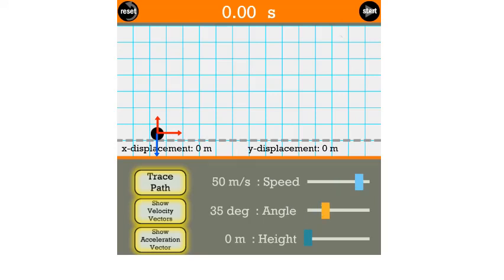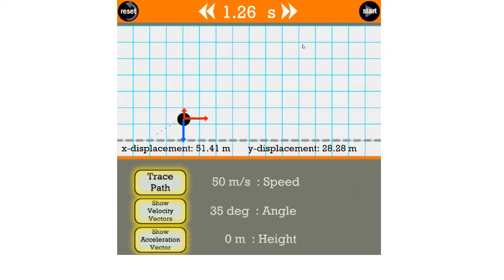What is important is once you fire the object, you're going to pause. Once you pause, you can step through in increments of tenths of a second, and you're going to try to figure out the amount of time that it takes for the object to climb compared to the amount of time that it takes for it to fall back to the ground.